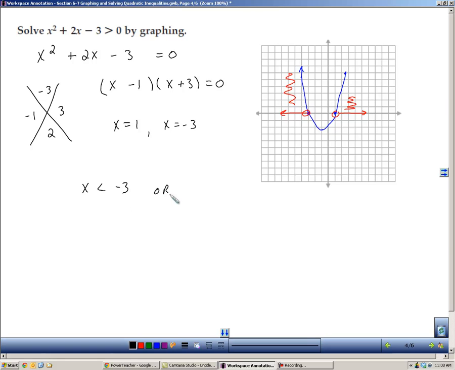Or I want all the x's that are to the right of 1. And that is how you would write your solution. Notice I don't have greater than or equal to, less than or equal to, because it wasn't there. And notice that once I had my sketch, because I knew I had to be above the line, that told me which parts of the parabola I was going to write the solution for.